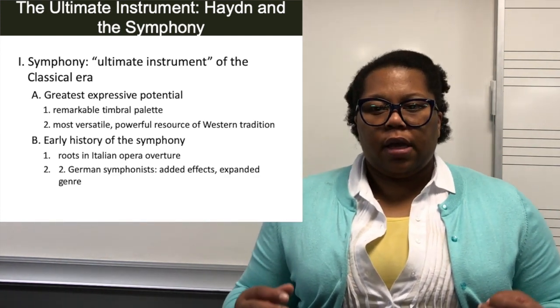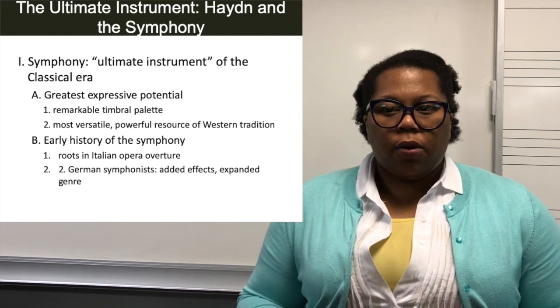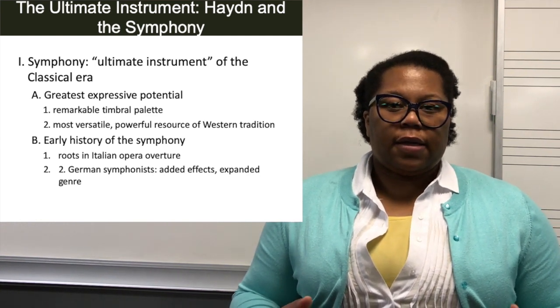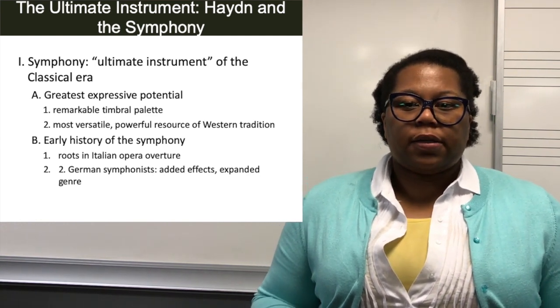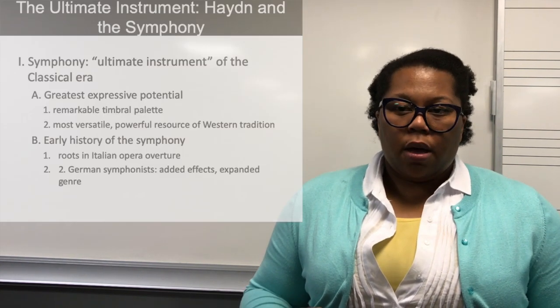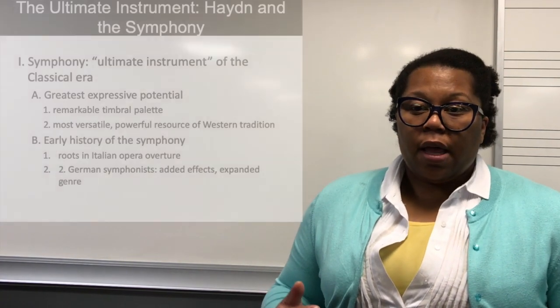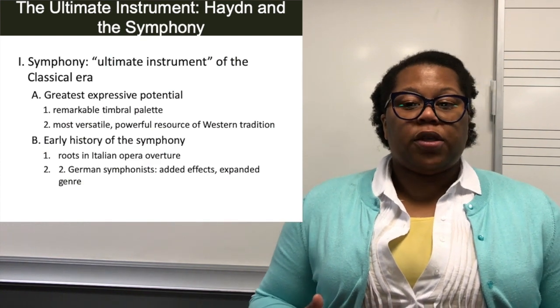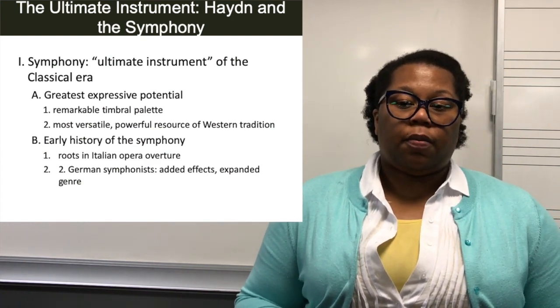Now with the symphony, we call this the ultimate instrument because this is where the greatest expressive potential was in classical music. The genre itself was the most versatile, and this is the most powerful resource of the Western tradition.